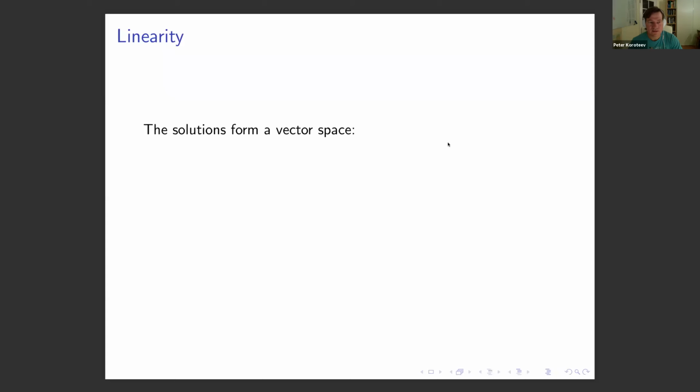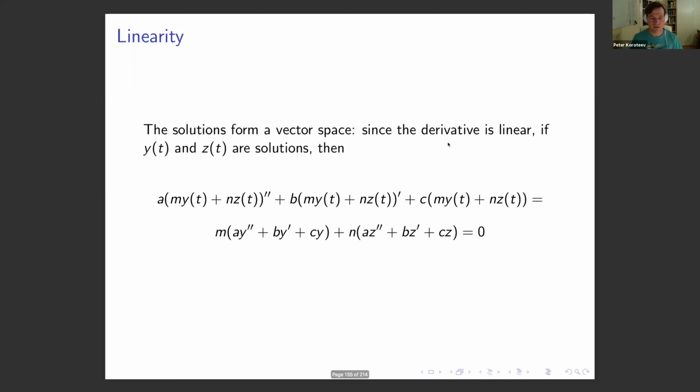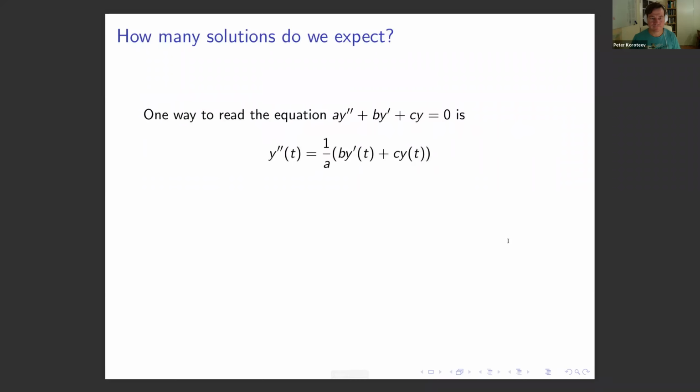Well, linearity, because the solutions form a vector space. Since derivative is a linear operation, if y of t and z of t are solutions, then if you plug into the differential equation, instead of y, the linear combination of y and z with some coefficients m and n, we'll get this. So this way, a times y of t plus b times z of t would also be a solution.